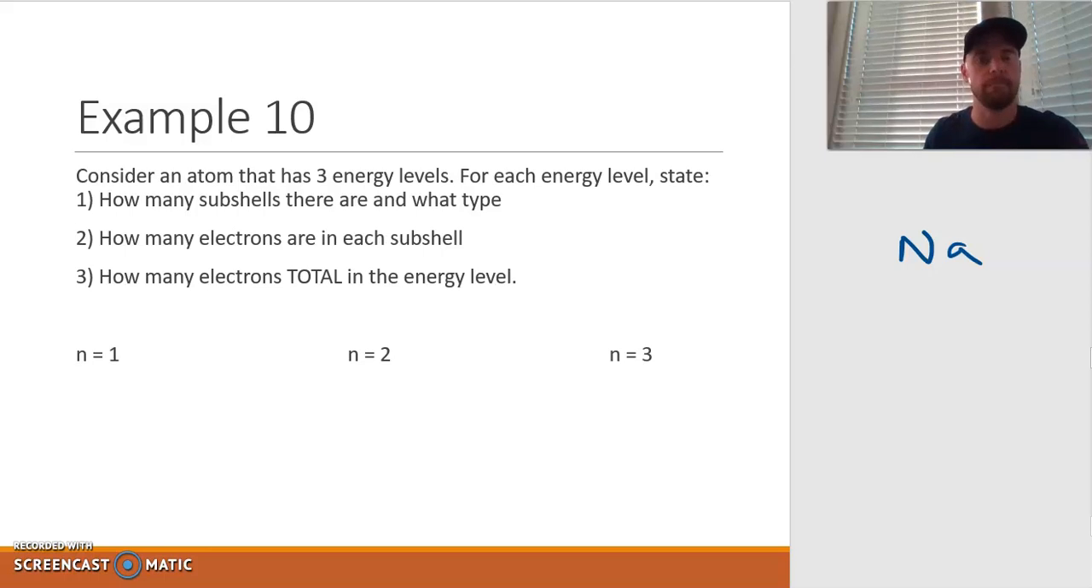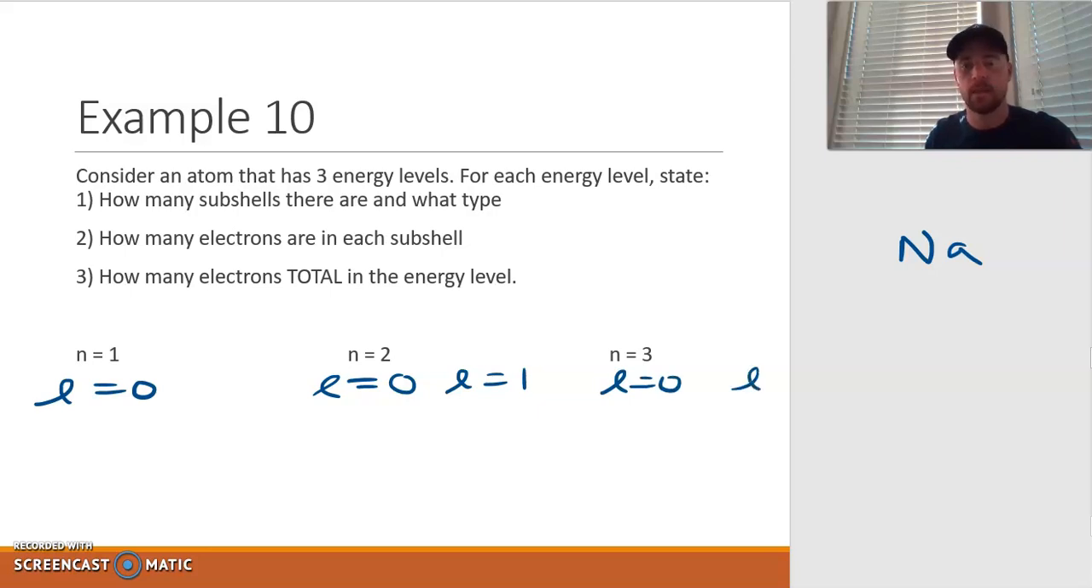Let's go through and do number one. How many subshells and what are their type? So if we're looking at n equals one, the maximum value for L I could have is n minus 1, or in other words, L equals 0. That's the only L value that's allowed on the first floor. If the n value is 2, we're looking at the second energy level, then the maximum value for L I can have is 1, but I also have it starting at L equals 0. And if the n value is 3, the third energy level, I can have a value of L equals 0, L equals 1, and L equals 2.